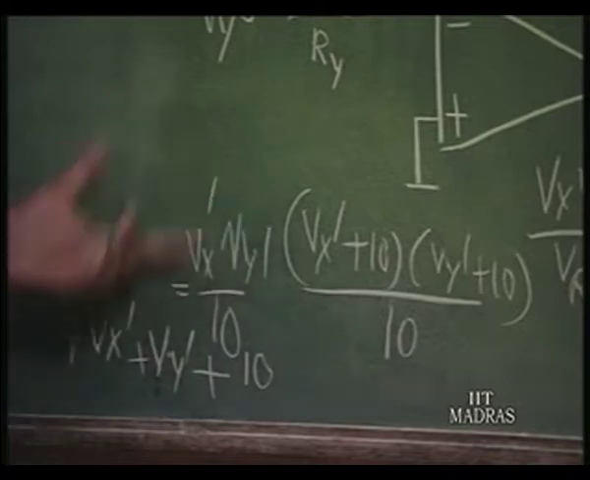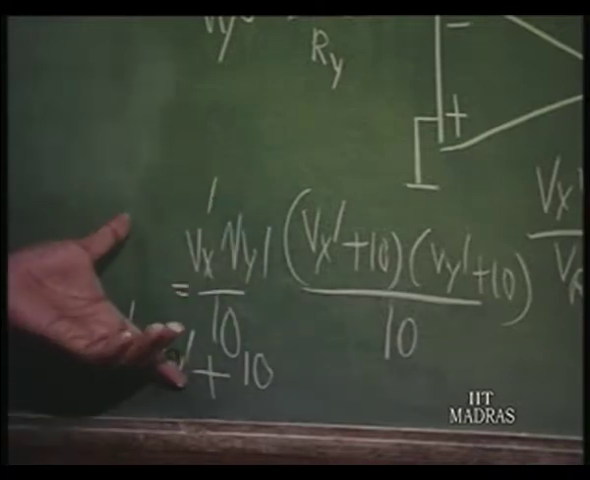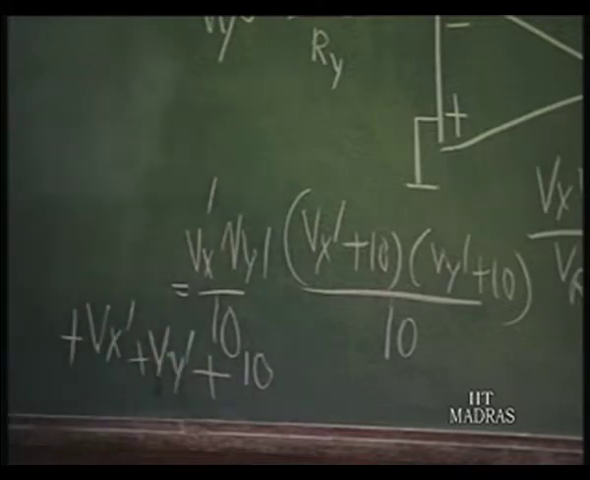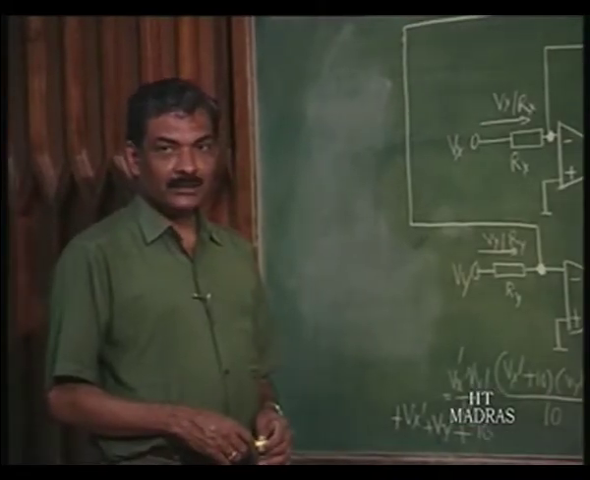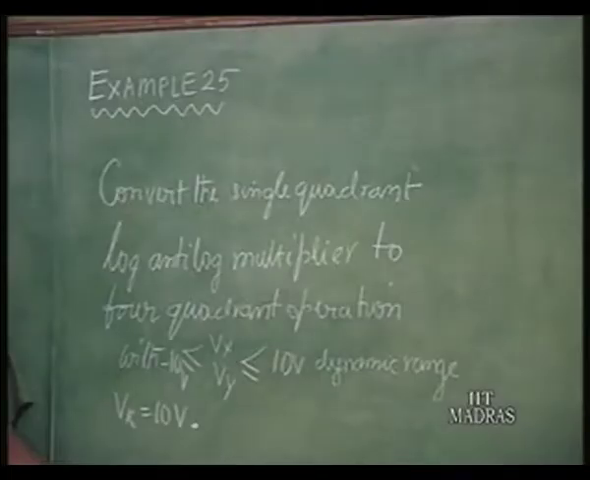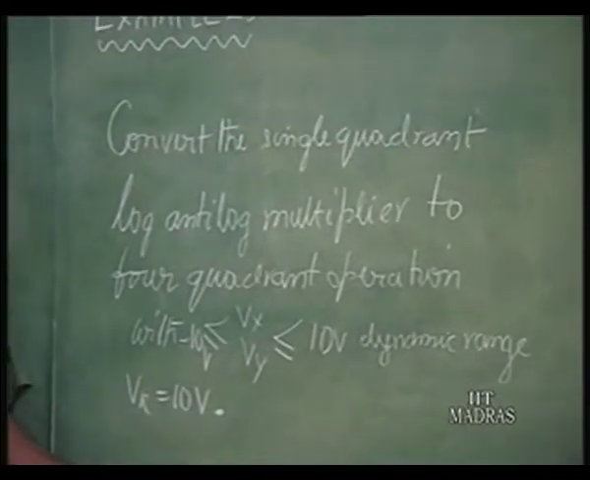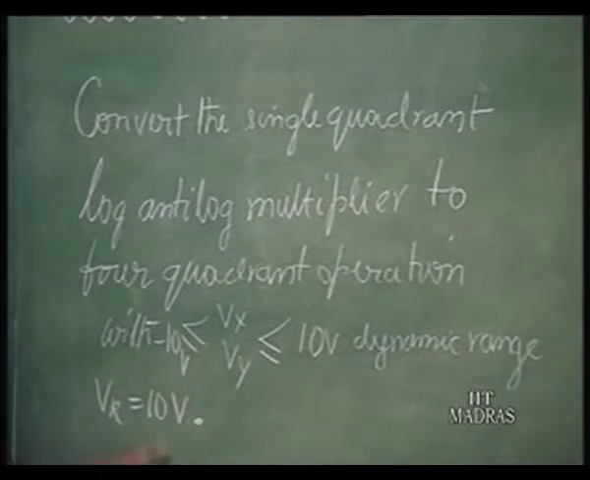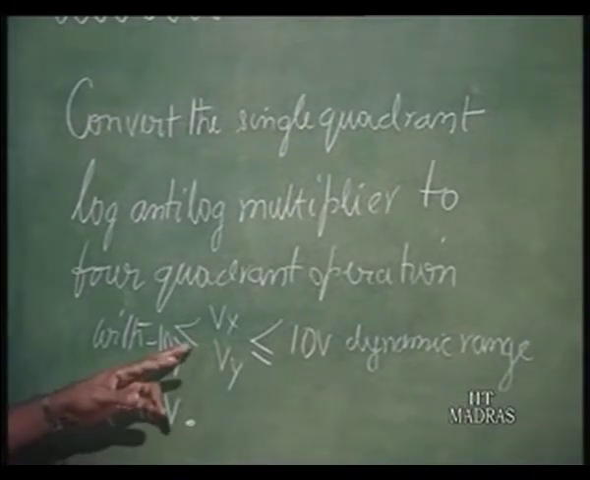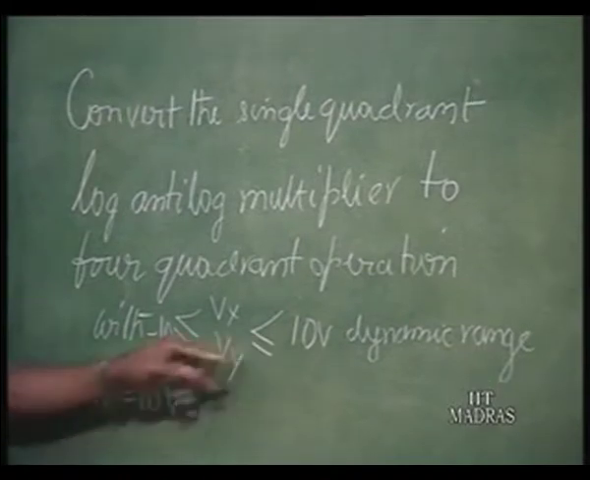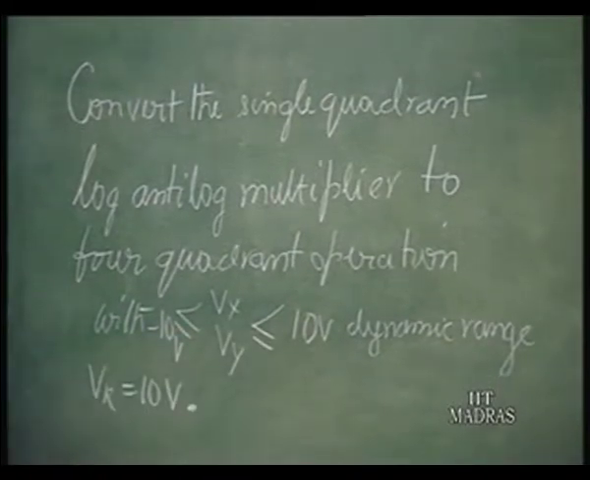So, this particular thing we will work out as an example, so that we can design a 4 quadrant multiplier out of a single quadrant one. Consider this example in order to illustrate how to convert any single quadrant multiplier into 4 quadrant. Example 25, convert the single quadrant log-antilog multiplier to 4 quadrant operation with minus 10 volts less than or equal to V x, V y less than or equal to 10 volts dynamic range, V r equal to 10 volts.